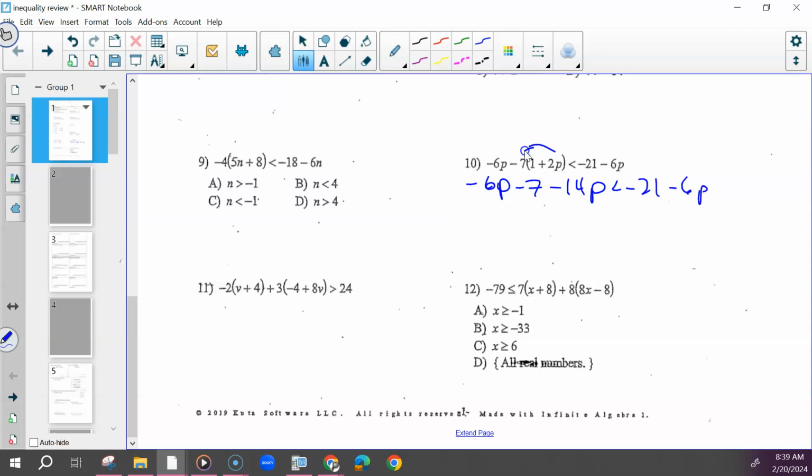Combine your like terms on the same side. The negative 6 minus 14 would give us negative 20. Then you have a choice in what you want to move. What do we want to move first?